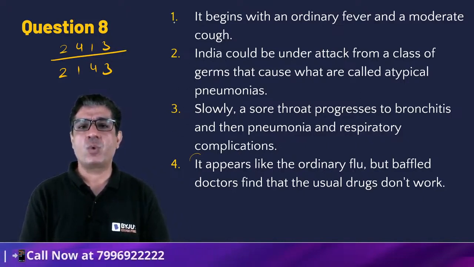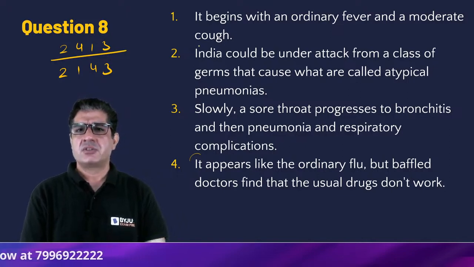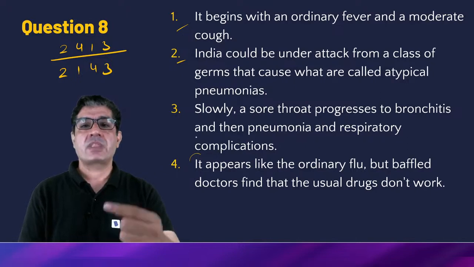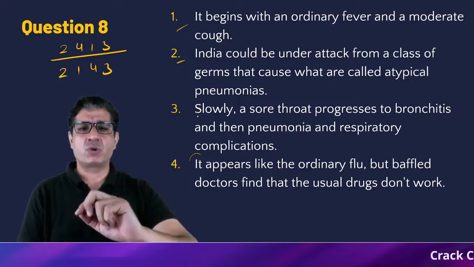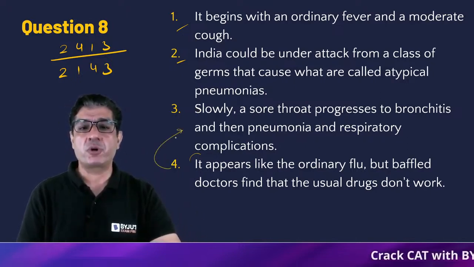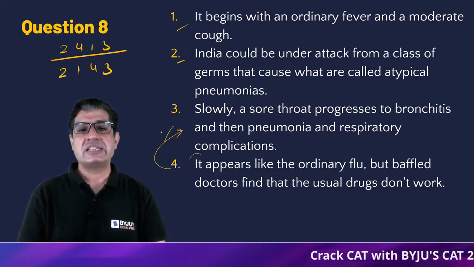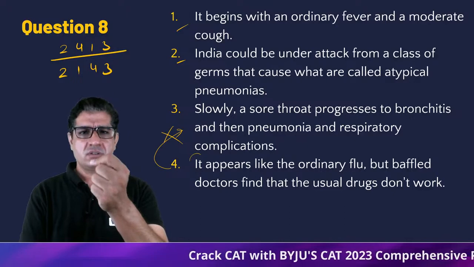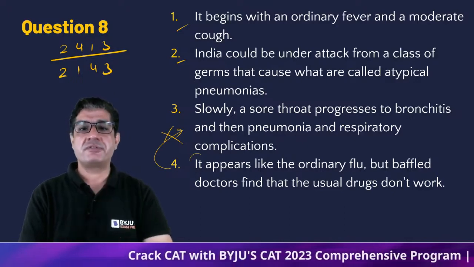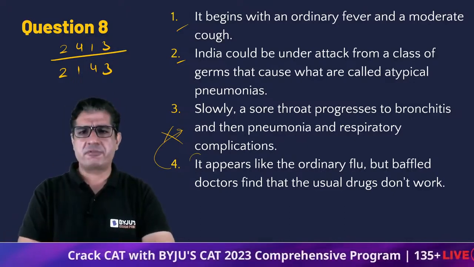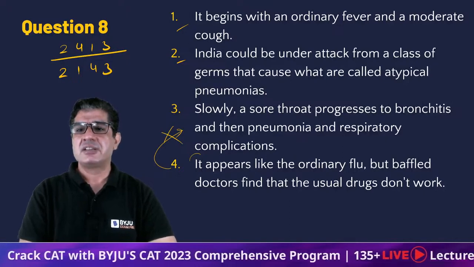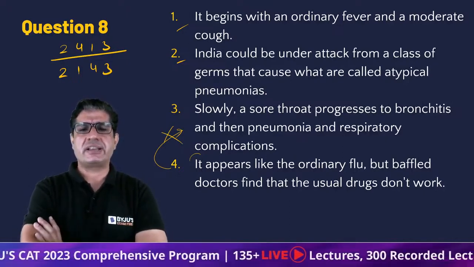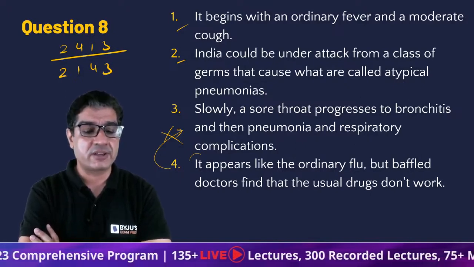If I look at 1, 4, 3, so 2 and 1, we have no problem with that. But then 4 after 1 is also okay. But then switching from 4 to 3 will be an issue. This is where the problem happens. It is no longer coherent. So could be under attack, begins with an ordinary fever. It appears like the ordinary flu, that's fine. But baffled doctors find that the usual drugs do not work. Slowly a sore throat progresses to bronchitis and then pneumonia and respiratory complications.